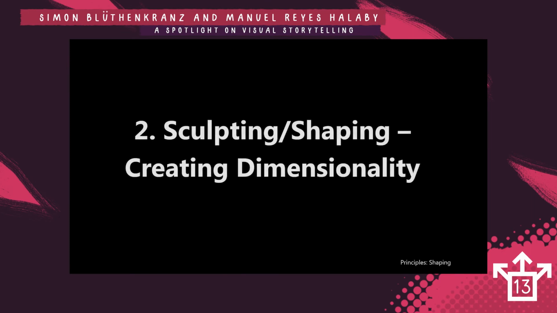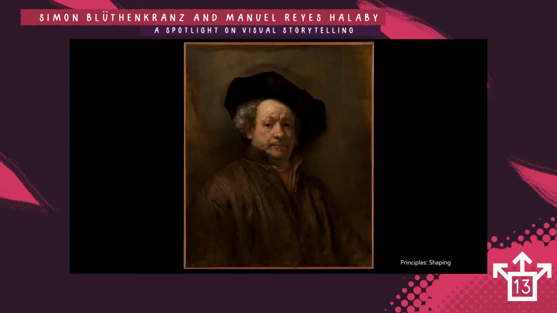Let's go to sculpting and shaping. I know the talk is really short, so I can't really go into shaping and sculpting as I would like to. This is Rembrandt, and probably most of you know what I'm going for. It's Rembrandt lighting. And what is Rembrandt lighting? It's this special precision of the key light that just brings out the most shape in a character.